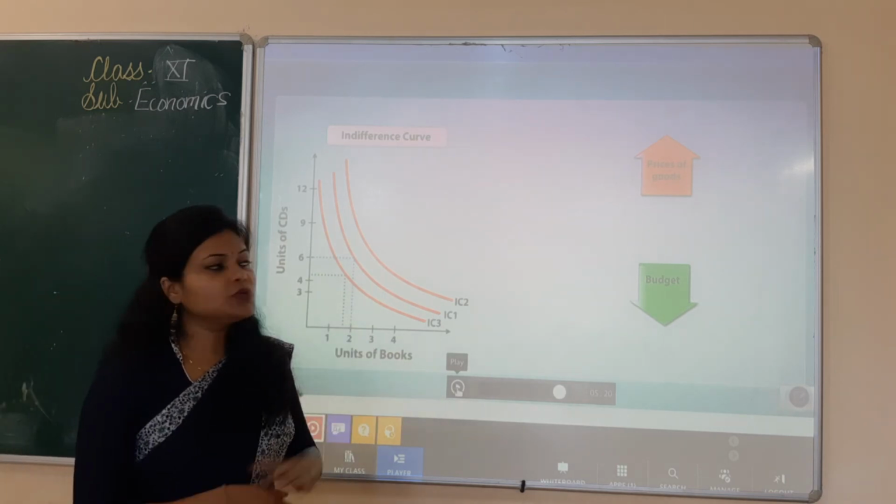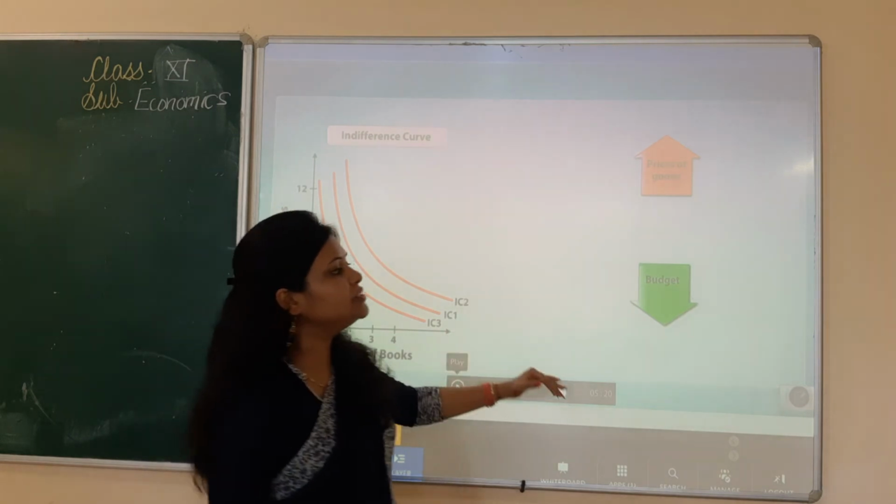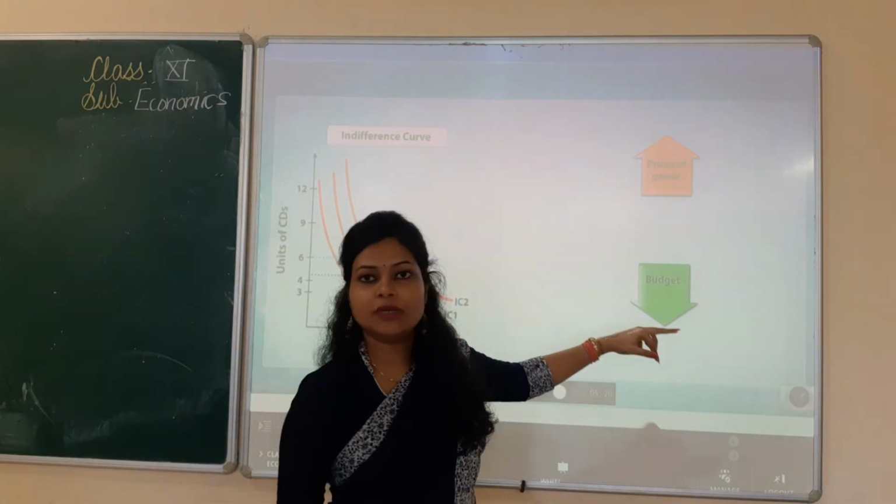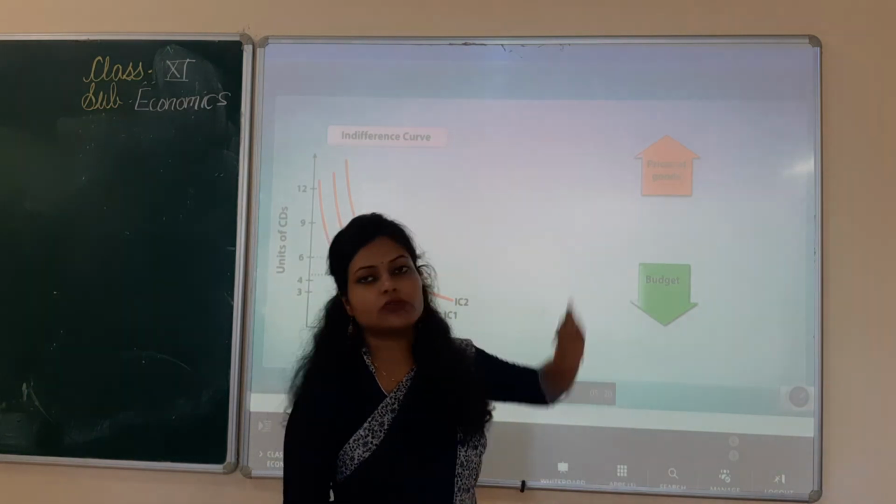And in the vice versa situation, what will happen if my budget has decreased and the price of goods has increased? Either one of these two can happen: the budget decreases or the price of goods increases.